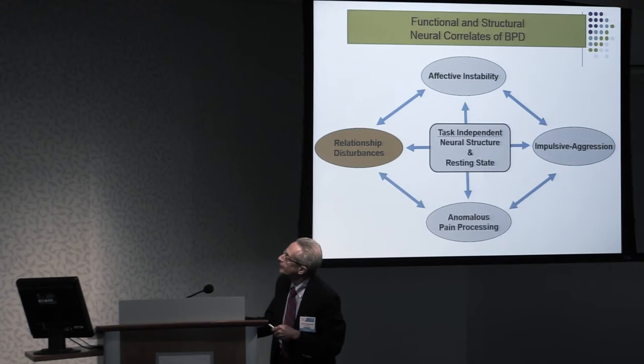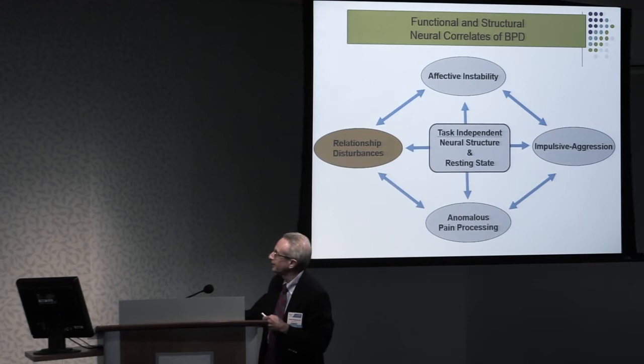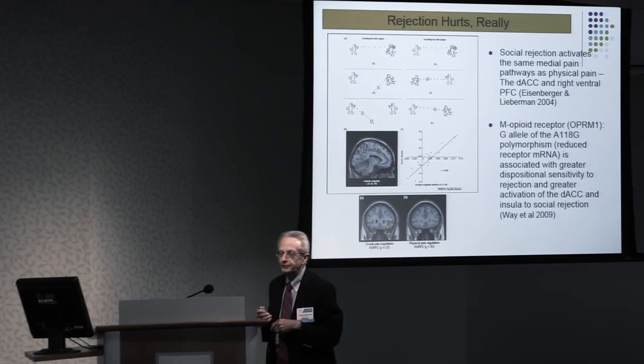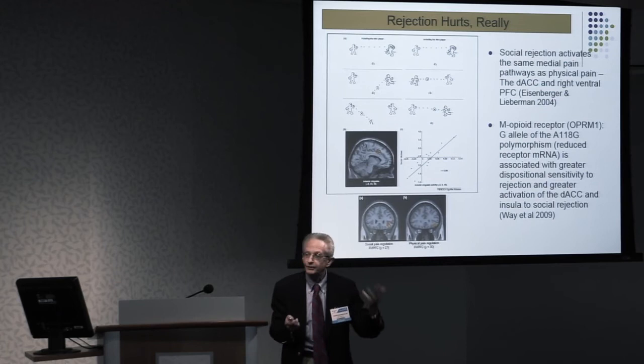Now let me talk about the relationship disturbances. This is also one of my favorite areas. And there's been a number of interesting studies. One study was done first in healthy subjects by Naomi Eisenberg and Matt Lieberman a number of years ago. And they wanted to look at rejection sensitivity. Now, we all know that borderlines are particularly rejection sensitive.